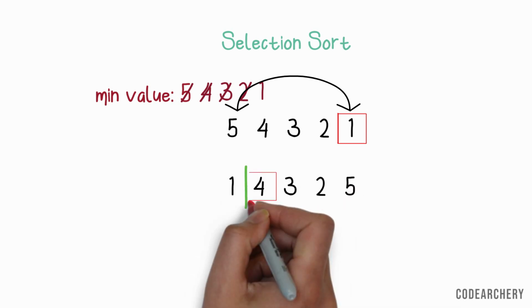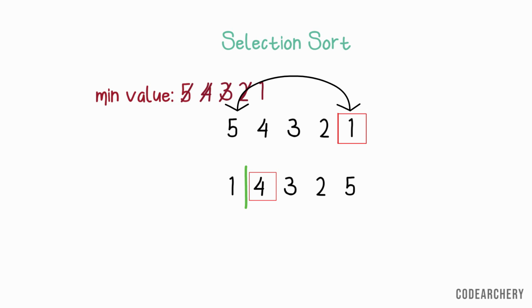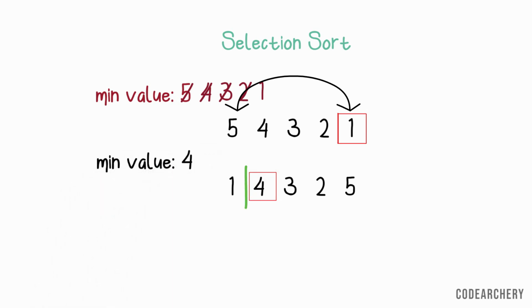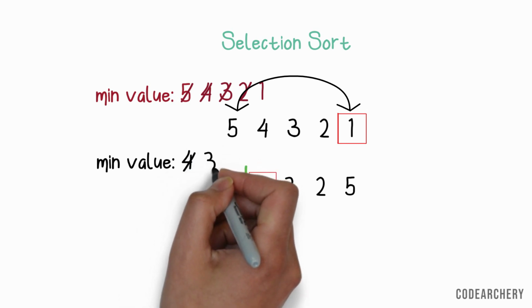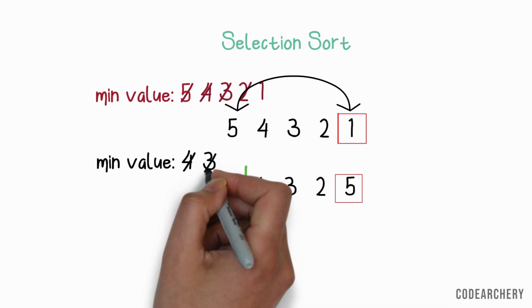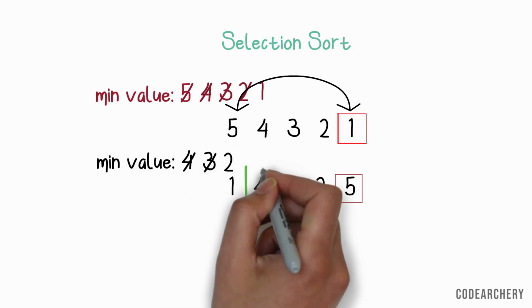Now the second iteration will start from the second element. Again we'll follow the same process. When we compare 4 with the next element, that is 3, 3 is less than 4, so our min element is 3. Similarly, we'll follow the steps and at the end our min element will be 2. Then we'll swap.